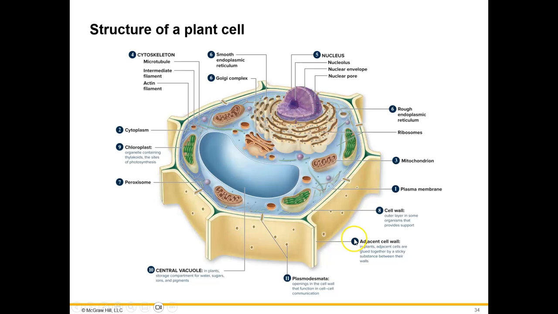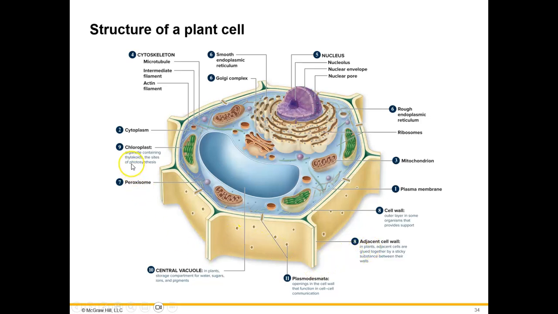Over here we have our cell wall. So that is something very unique to plant cells. We have a cell wall to provide that extra structure so these cells don't burst. And then we have an adjacent cell wall as well. In plants, adjacent cells are glued together by a sticky substance between their cell walls. We call that the middle lamella.